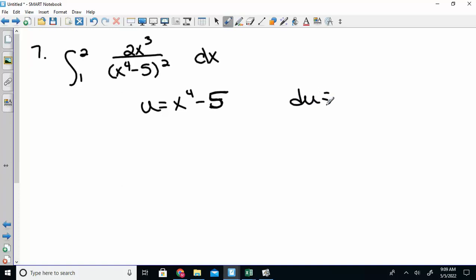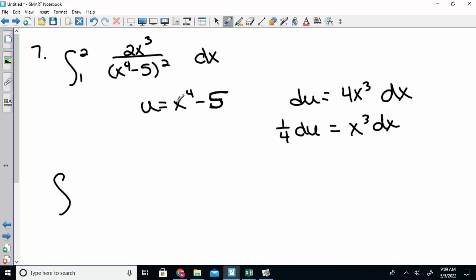Then my du, the derivative of that. So the derivative of x to the 4th would be 4x cubed, derivative of 5 is 0, and we get the dx. Do I want the 4? So what did you guys do? Divided over the 4, so 1/4 du is x cubed dx. Alright, so if I plug in a 1, 1 to the 4th is 1, minus 5 is negative 4. Put in a 2, 2 to the 4th is 32, minus 5 is 27.